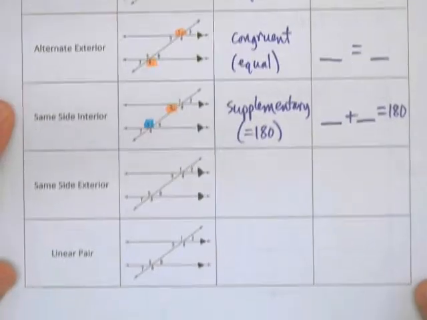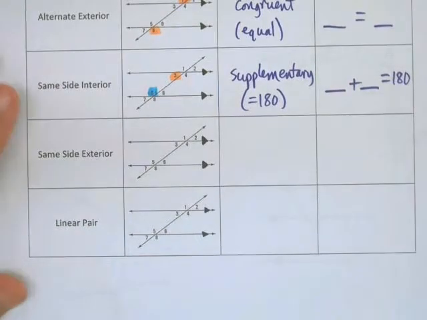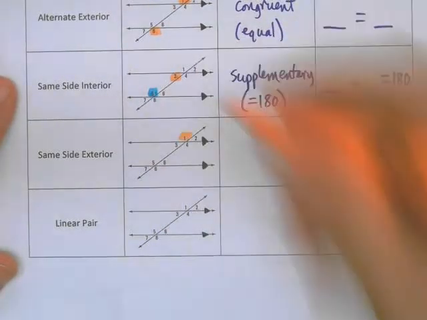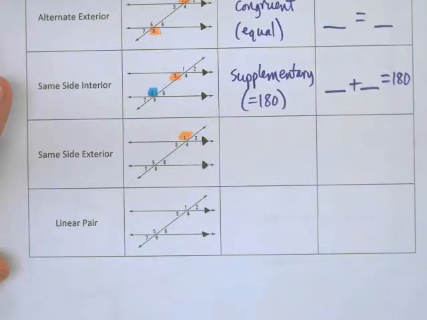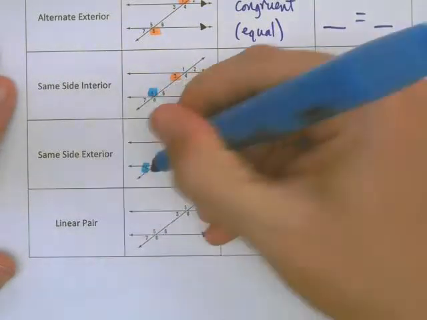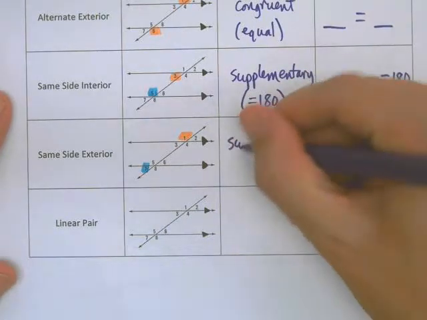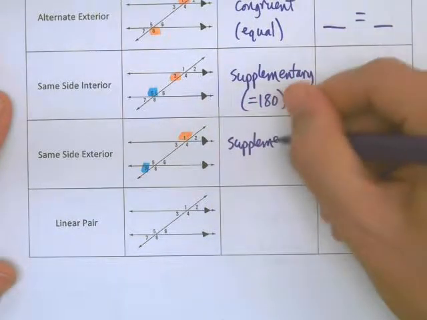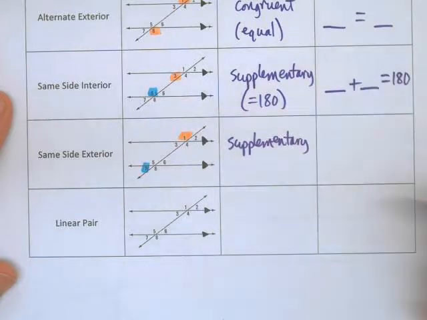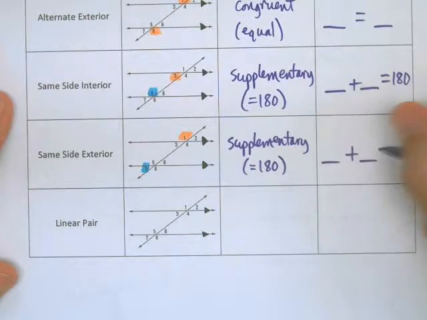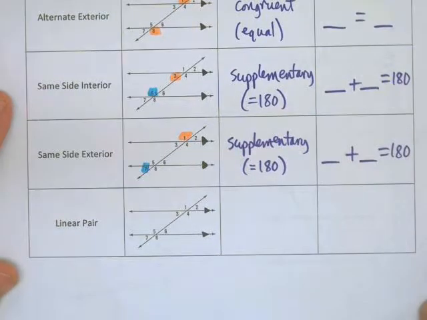Next up is same-side exterior angles. An example of same-side exterior angles might be like angle 1 and angle 7. Again, notice I've highlighted these in different colors because 1 appears to be an obtuse angle and 7 appears to be an acute angle. So this is another situation where the angles are supplementary or they equal 180. So blank plus blank equals 180 for the equation.